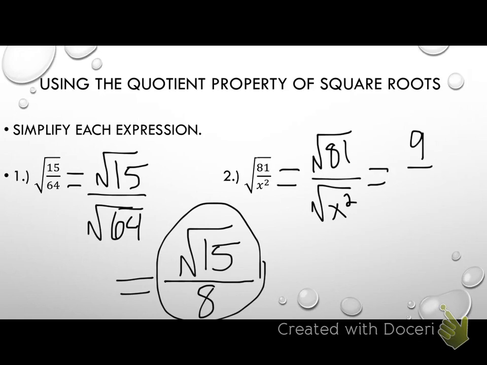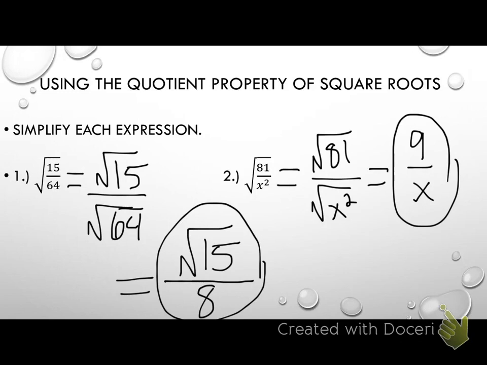Whenever we did the product property, we saw some variables. So if you remember back from those notes, I can take the square root of x squared. The square root of x squared is just x, because x times x gives me x squared. 9 over x cannot be simplified any further, so that is my answer, 9 over x. I'm hoping this is making sense.